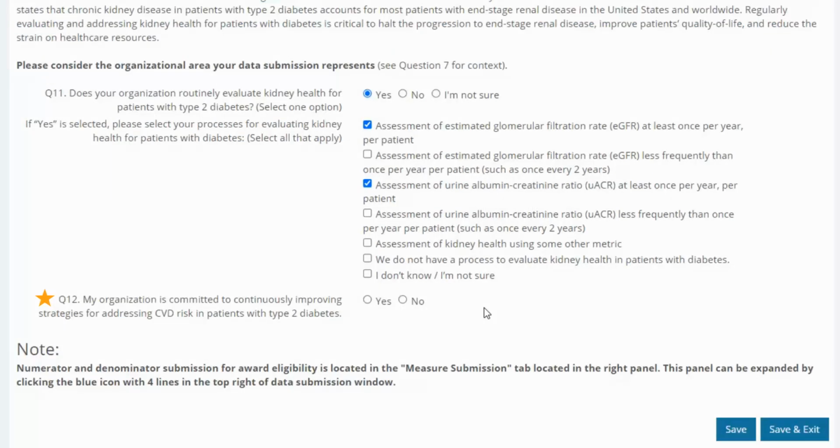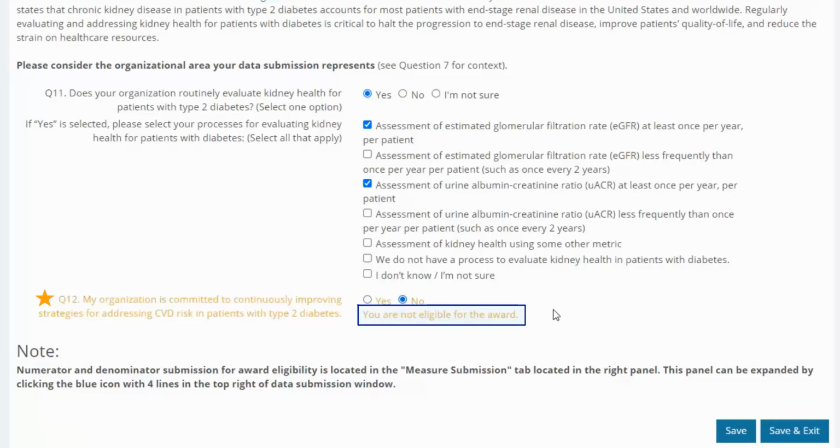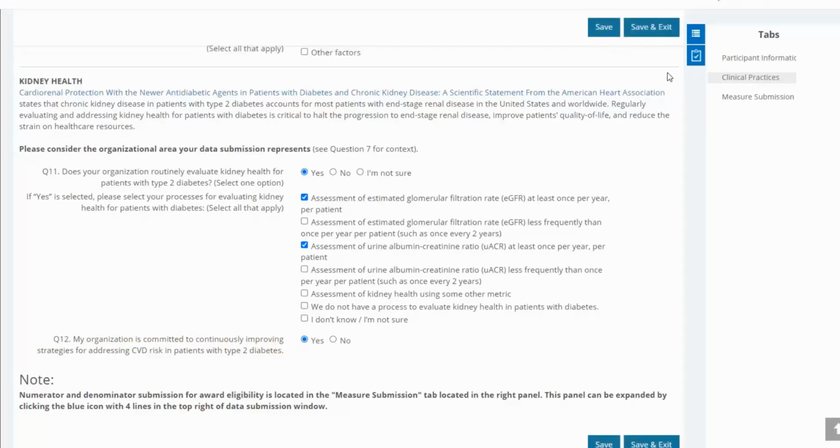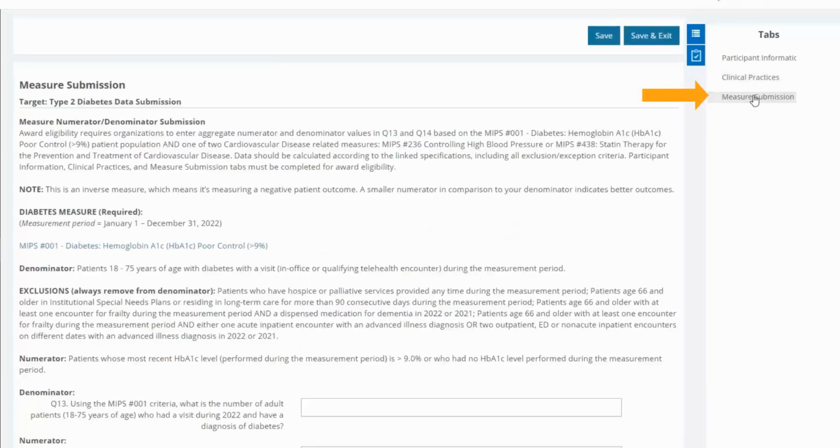Question 12 asks if your organization is committed to continuously improving strategies for addressing cardiovascular disease risk in patients with type 2 diabetes. You must answer yes to be eligible for an award. Selecting no generates a note that tells me I'm ineligible. Make sure to save as you go. The final questions are housed in the Measure Submission tab, which you can find on the top right.